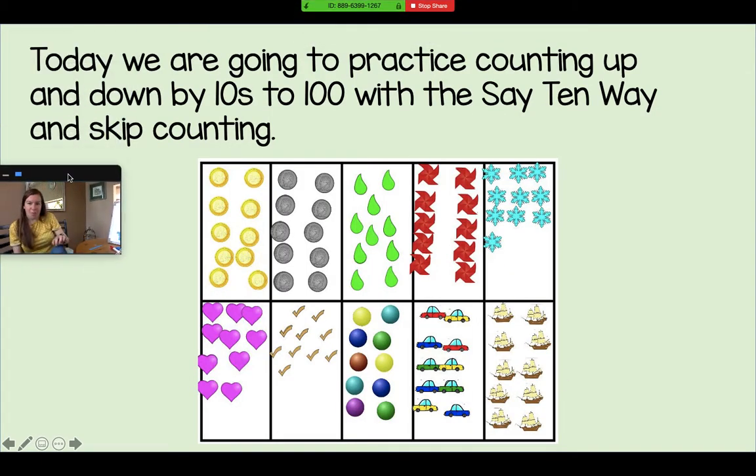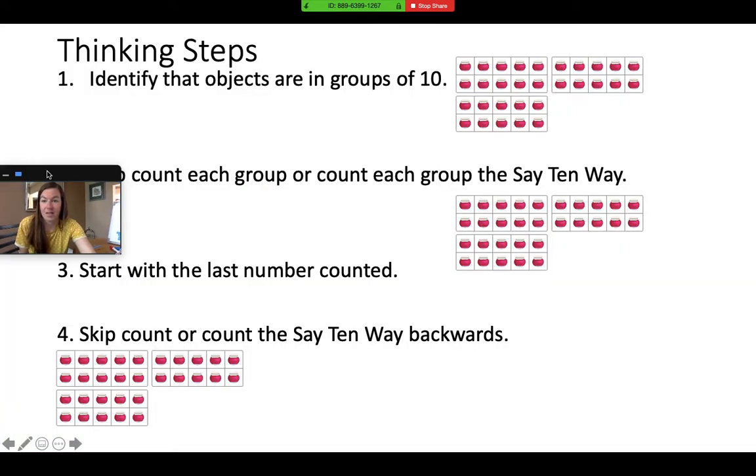Today we are going to practice counting up and down by 10s to 100 with the say 10 way and skip counting. Counting up is counting forwards, our regular way, and counting down is the counting backwards challenge that we had.